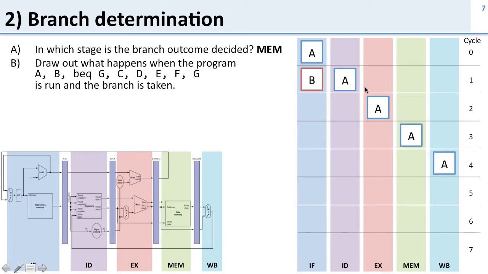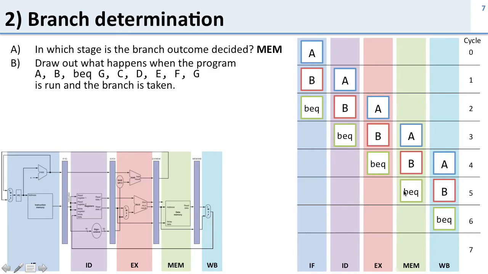So we're going to execute B in the next cycle because we're going A, B. B is going to go ahead through the pipeline. Then we're going to execute our branch equal. So now we've executed A, B, branch equal, and our branch equal is in the pipeline. Now, on cycle 3 here, branch equal moves over, and it keeps going through the pipeline, but it's not until cycle 5 here that we actually know which branch to take.